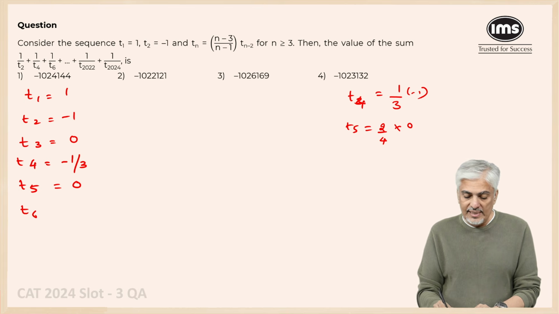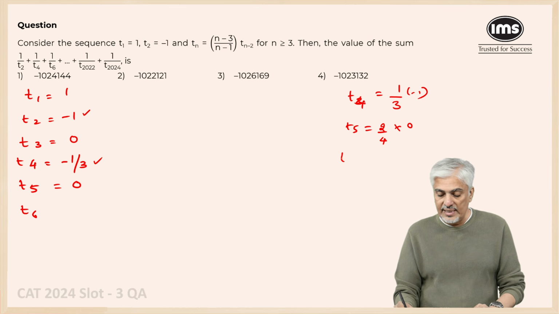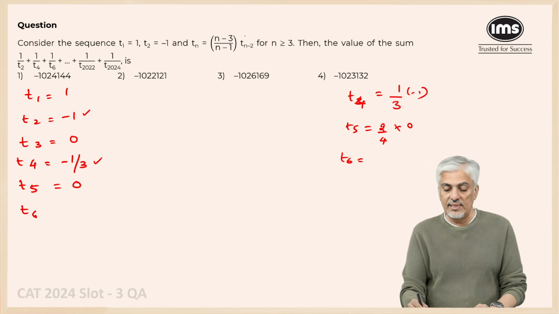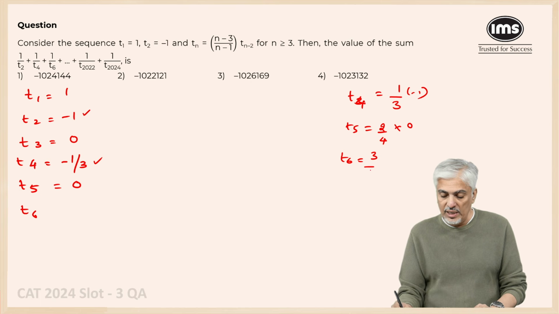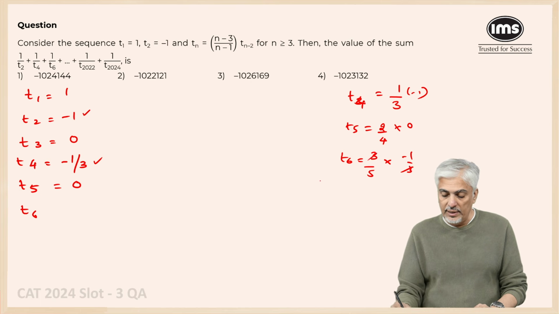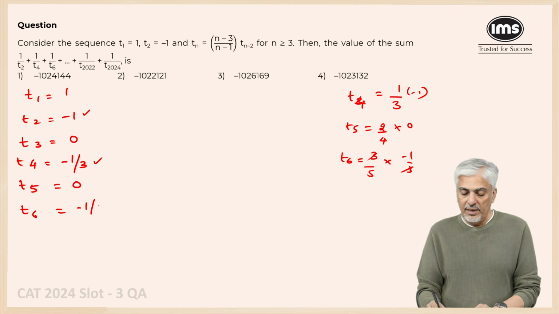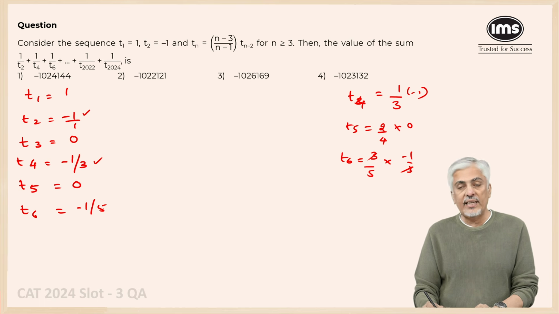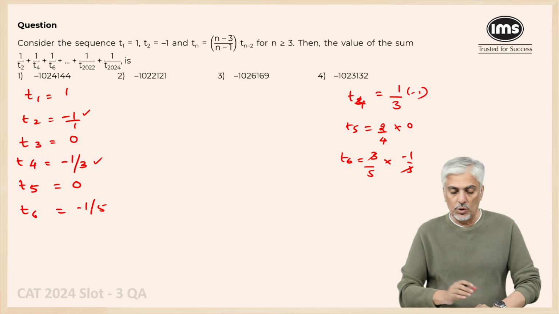What about T6? Just to get a pattern, we've got a negative 1 upon 3. What will we get for T6? 6 minus 3, 3 upon 5 into T4, that is negative 1 by 3, so 3, 3 cut again. So negative 1 by 5. So this also looks like a pattern, negative 1 by 1, negative 1 by 3, negative 1 by 5, negative 1 by 7 and so on.